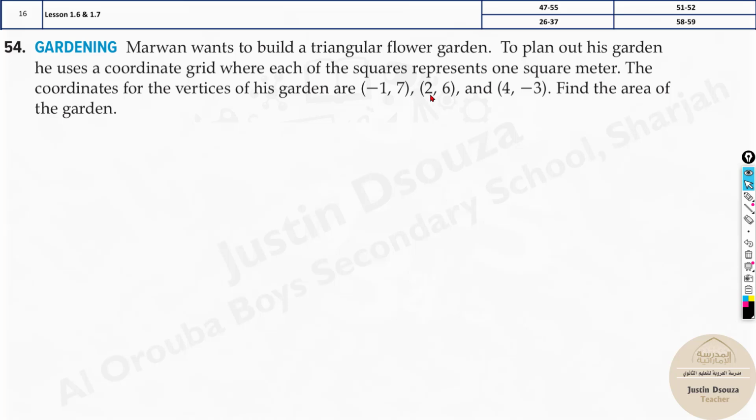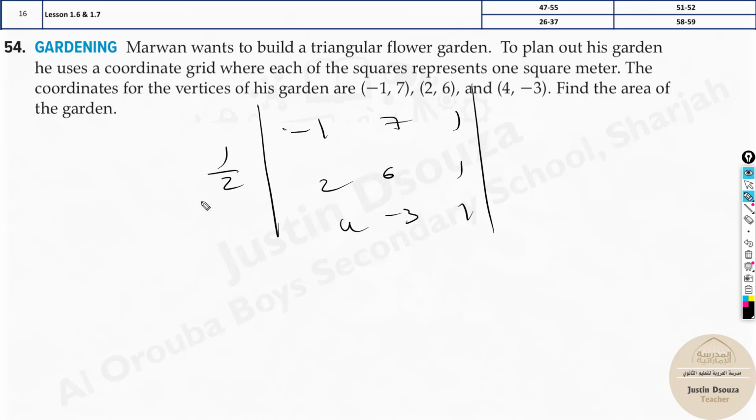It is similar to the archaeologist problem. See, Marwan wants to build a triangular flower garden. To plan out his garden, he uses a coordinate grid where each square represents 1 square meter. The coordinates of the vertices of his garden are given over here. Find the area. So now you can directly use the formula of half. Here it's minus 1, 7, 1, 2, 6, 1, 4, minus 3, 1. And you can easily solve it up.